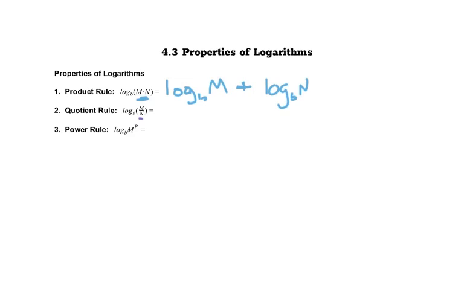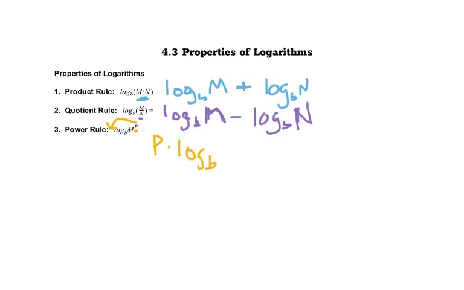If inside we have division, then we write it as log of the top minus log of the bottom. And the last property is that if we have an exponent on the thing inside the log, we can write it out in front. So we can have p times log base b of m.